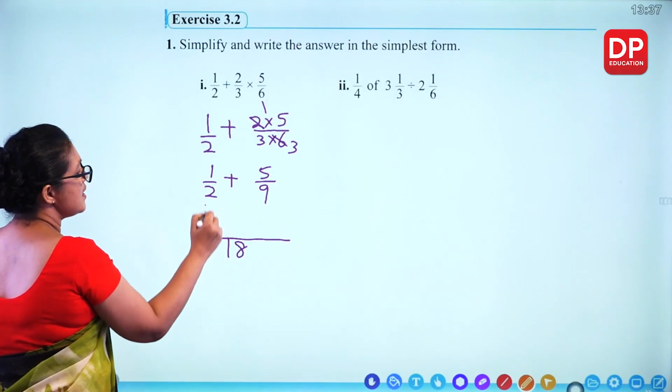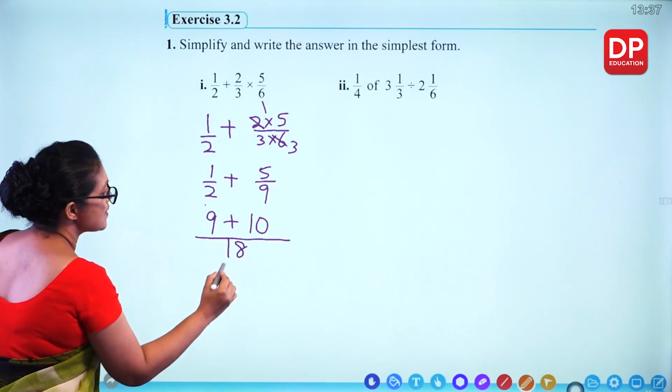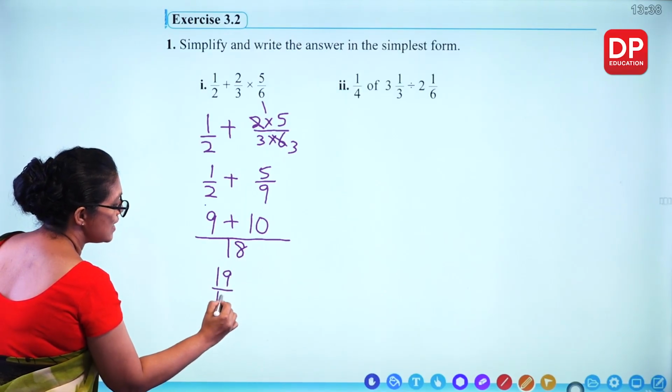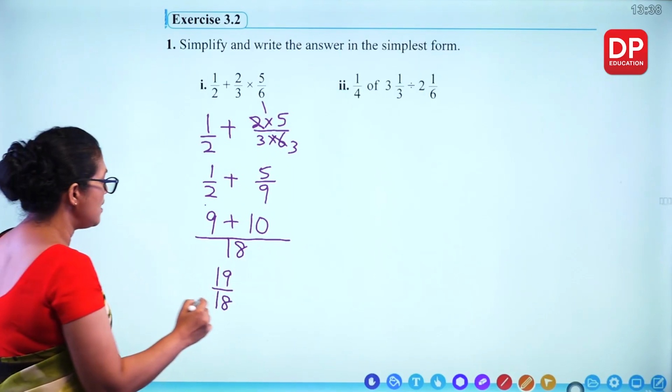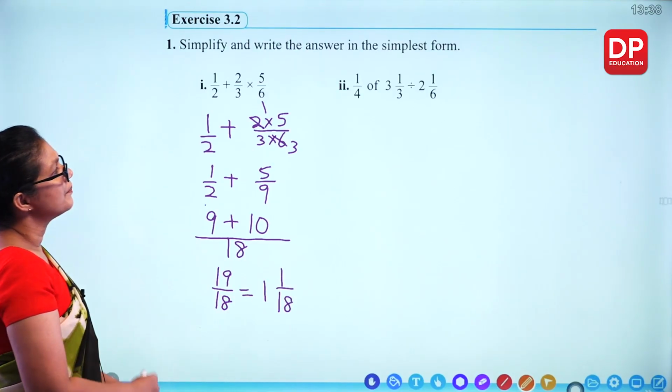9 times 2, 18. So this is 9. 2 times 5, 10. 10 plus 9, 19 over 18. Convert to a mixed number. 1 and 1 over 18.